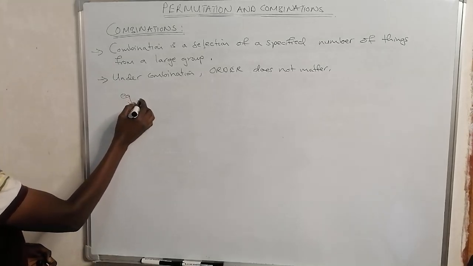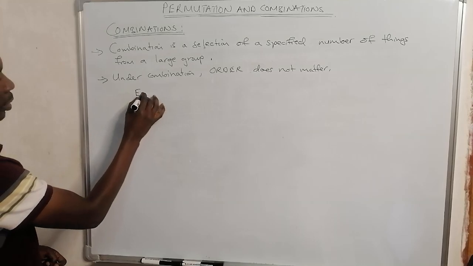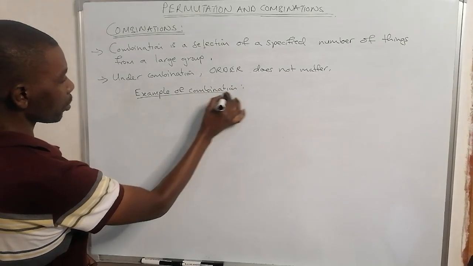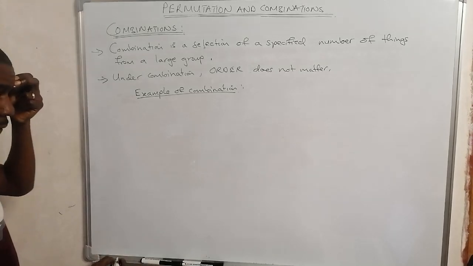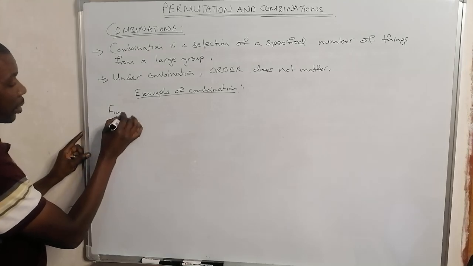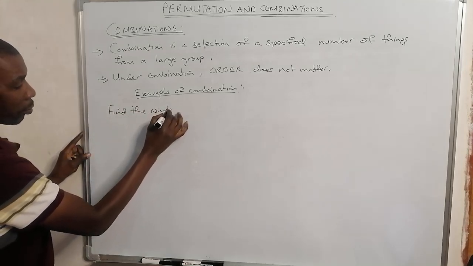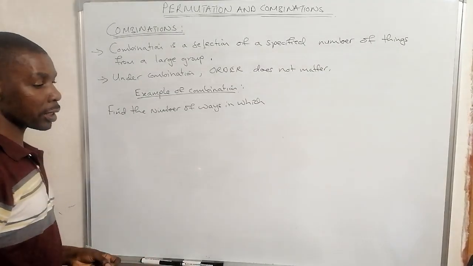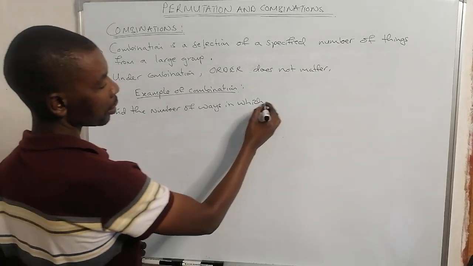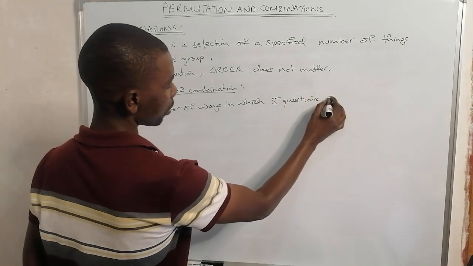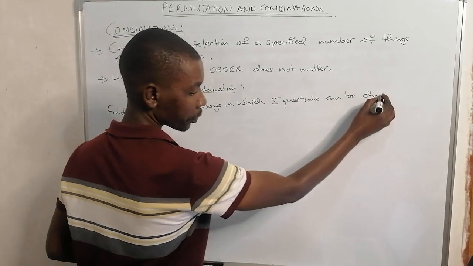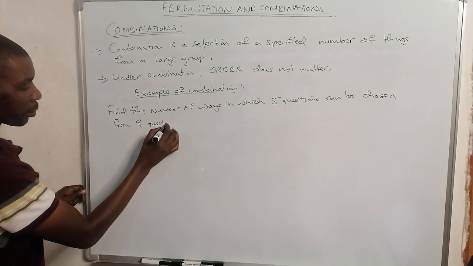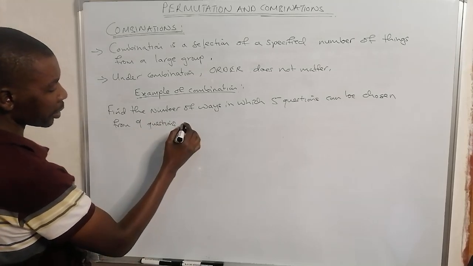So, example of a combination. Find the number of ways in which 5 questions can be chosen from 9 questions in an examination paper.